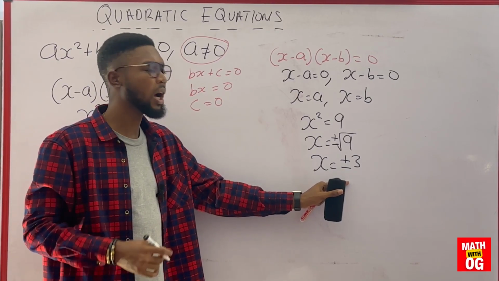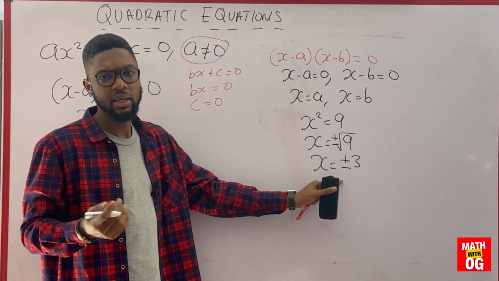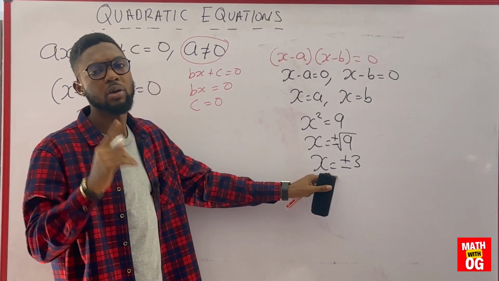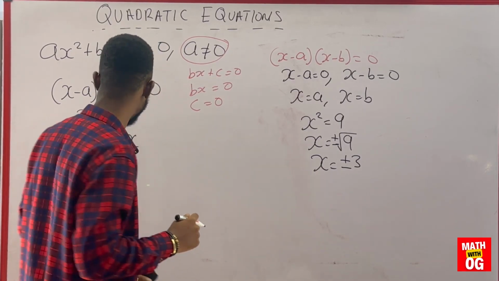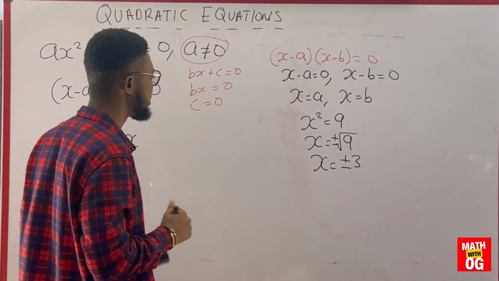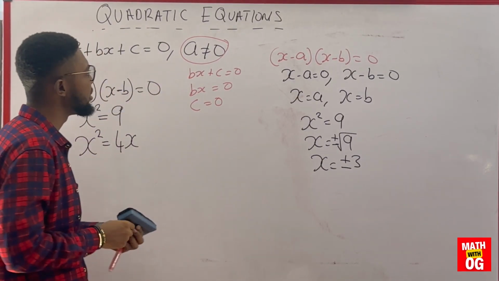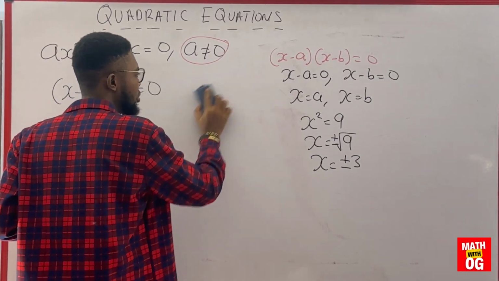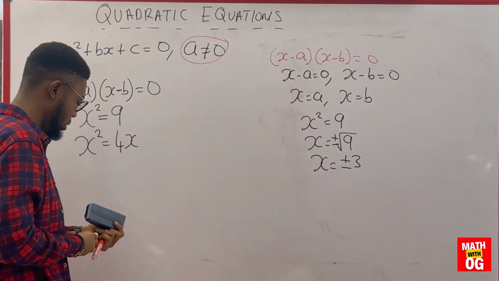Now for quadratic equation, you can have at most two possible answers. There are cases where you have just one answer. So we'll look at that before we round up this class. So you can also have one answer, but in this case, we're having two possible answers, which is what? Plus or minus 3.